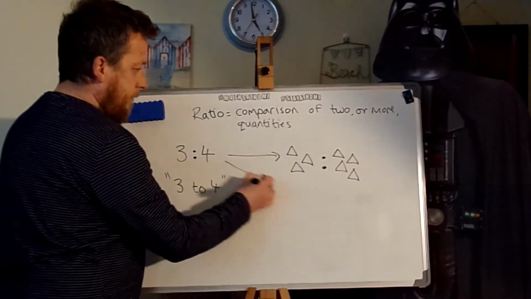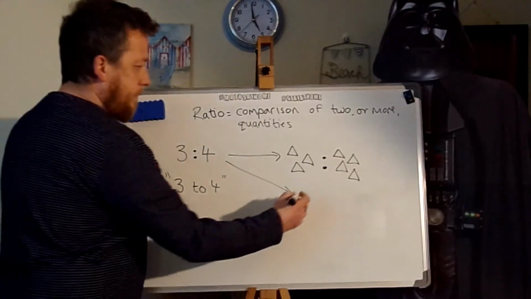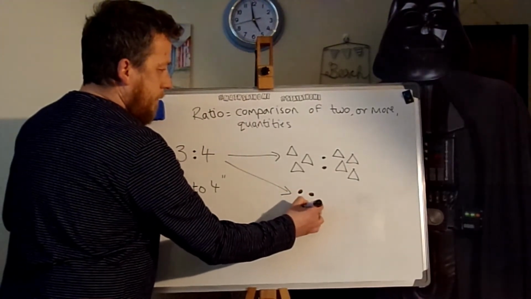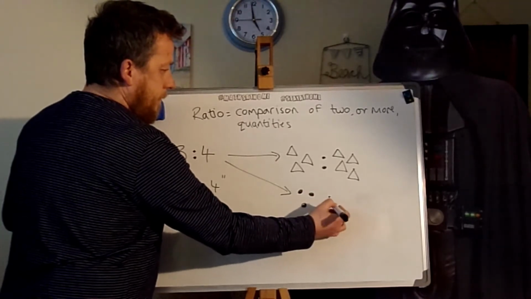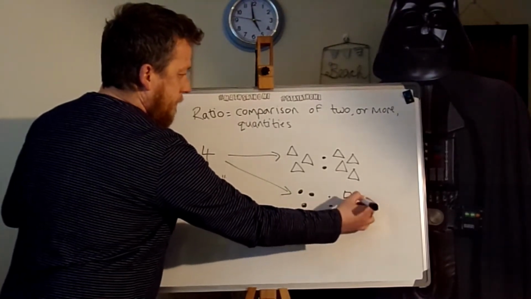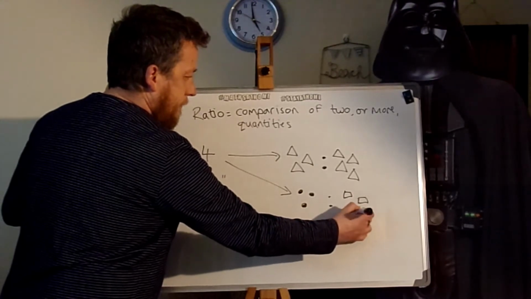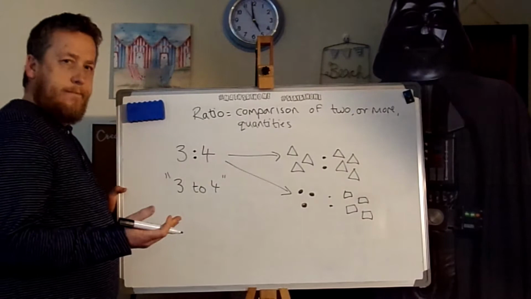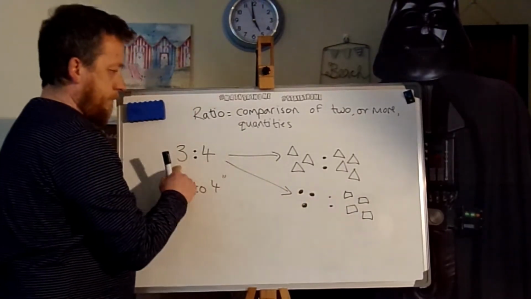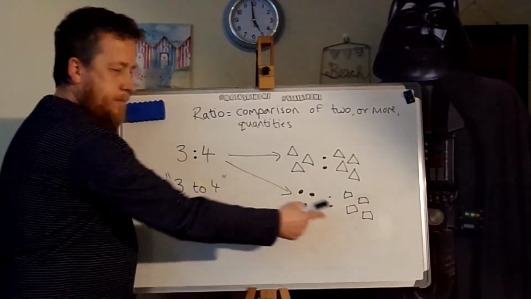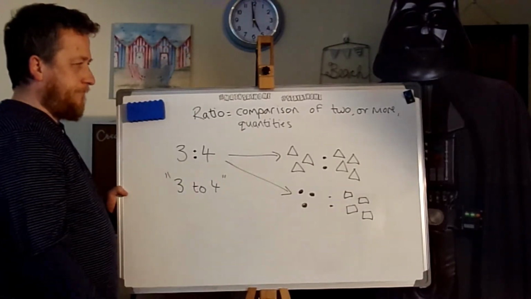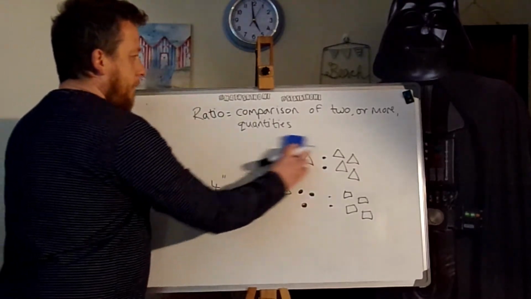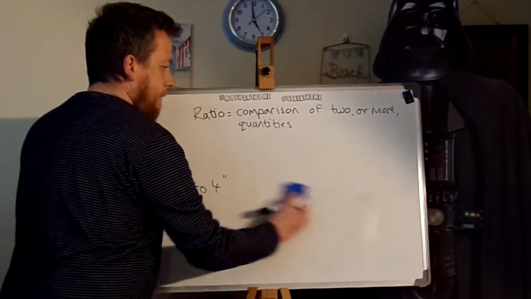It can also, of course, be used to compare different items. So we could have, for every 3 circles or dots, 4 squares. So it all depends on the question or the situation in which you're dealing with as to whether the items are the same or whether they are different. But the ratio is simply there to show the comparison of how big the 2 sides or how big the 3 sides are in comparison.